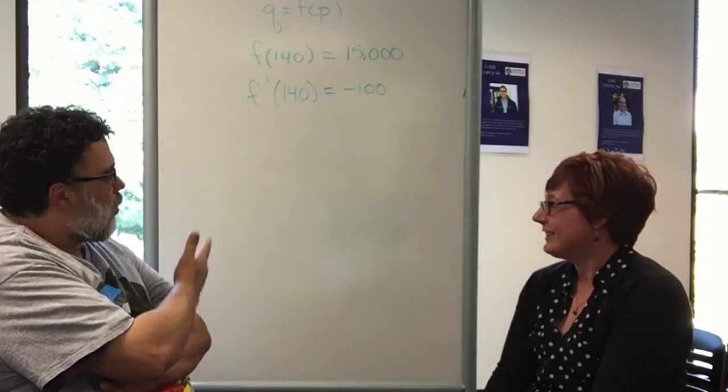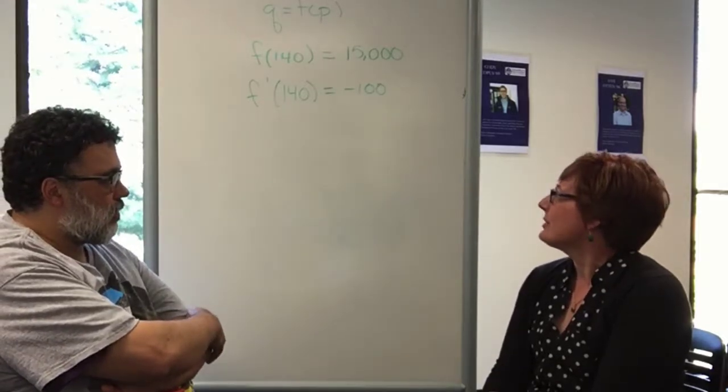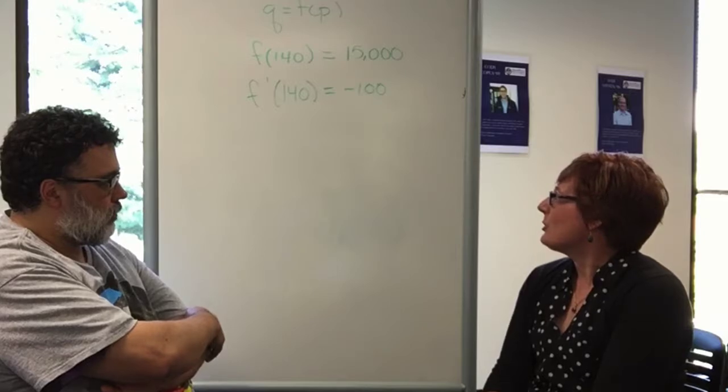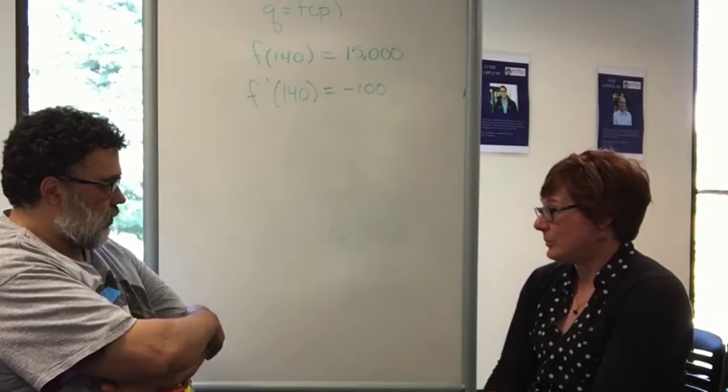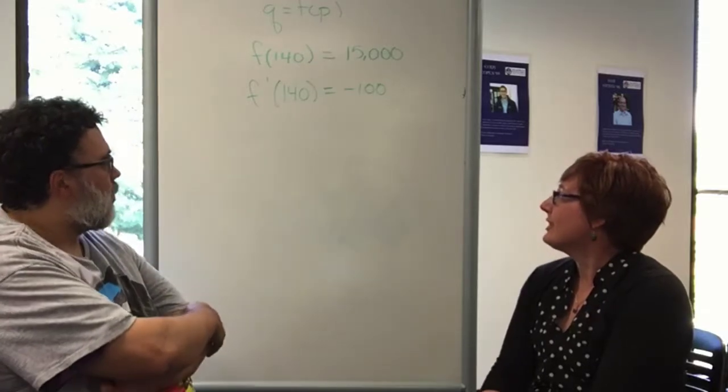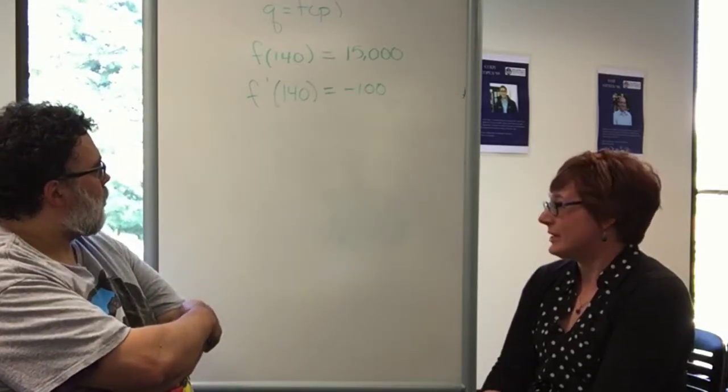Okay. So how do you figure this one out? Well, for this one, I'm thinking, okay, we're looking at the change in quantity of skateboards, so the change in Q compared to the change in price, the change in P.